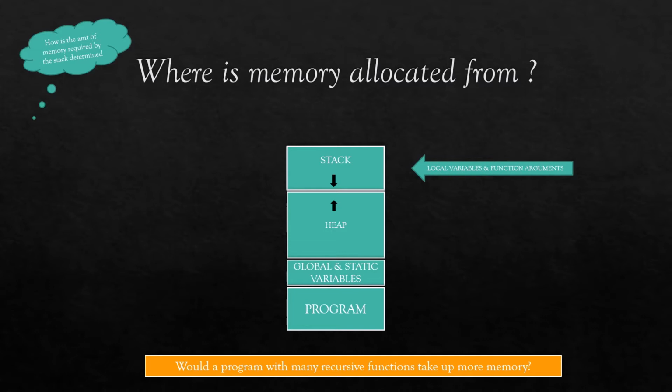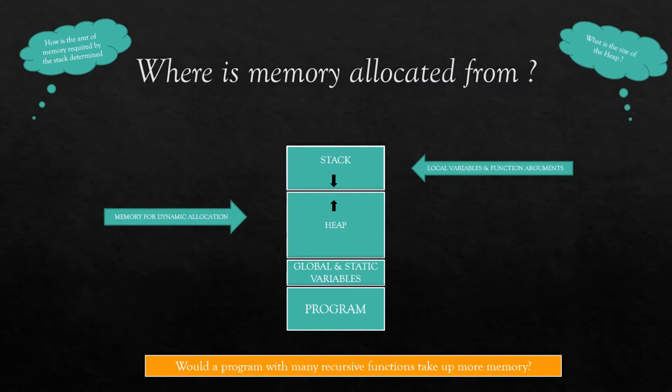Now, what about the heap? The heap is where memory for dynamic allocation comes from. What about the size of the heap? How is that determined? Well, the size of the heap is limited only by the amount of physical memory available on your specific machine. So if the function that we use to dynamically allocate memory returns a null, then we know that there's no more memory left on the heap.